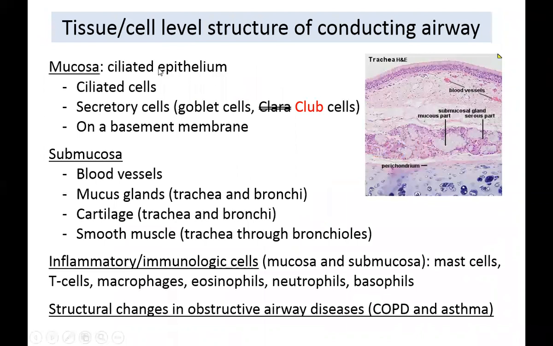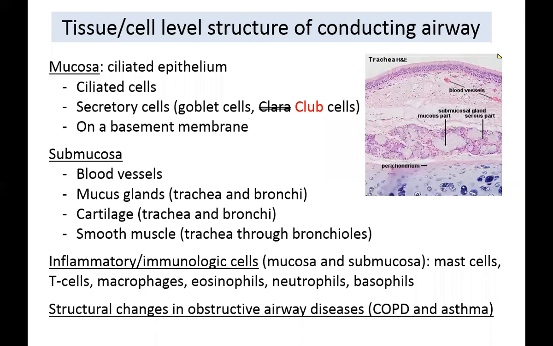Okay. So if you look at the mucosa of the conducting airways, so trachea, bronchi, bronchioles, the mucosa has ciliated cells, and it has secretory cells. Some of them are shaped like wine glasses. So they're fat at the top where all the mucus granules are and then thin at the bottom. And they're called goblet cells.